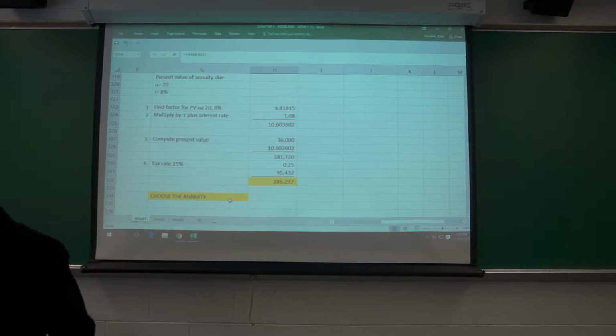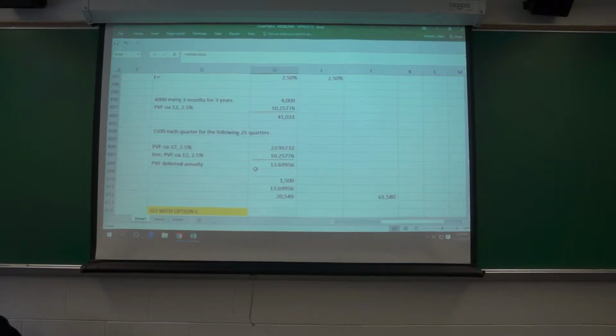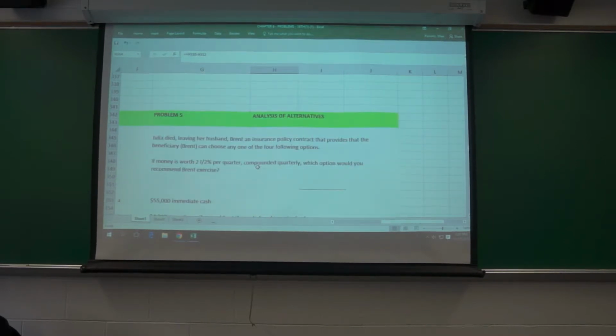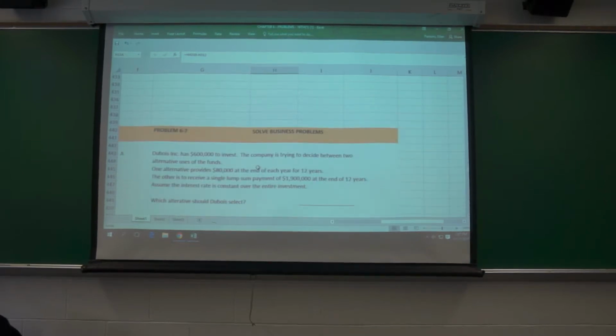The other one I would like to look at is probably not 6.5. 6.6 I'm going to do separately, but I would like to take a quick look at problem 6.7. Okay, so let's just take a quick look at that. Oh, here's 6.7. Oh, here we go. All right.